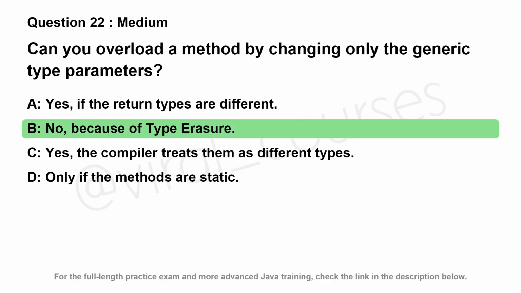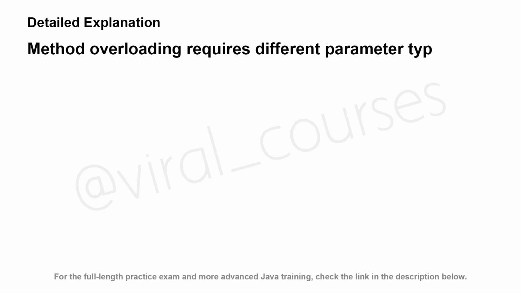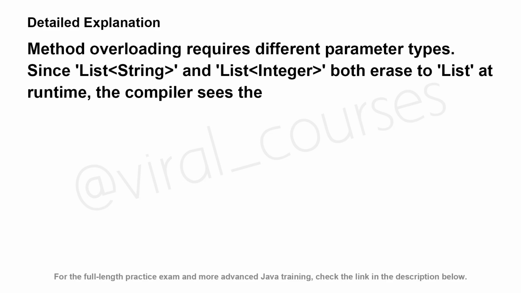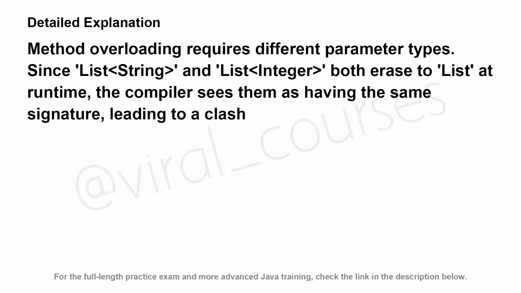The correct answer is B. Method overloading requires different parameter types. Since List<String> and List<Integer> both erase to List at runtime, the compiler sees them as having the same signature, leading to a clash.